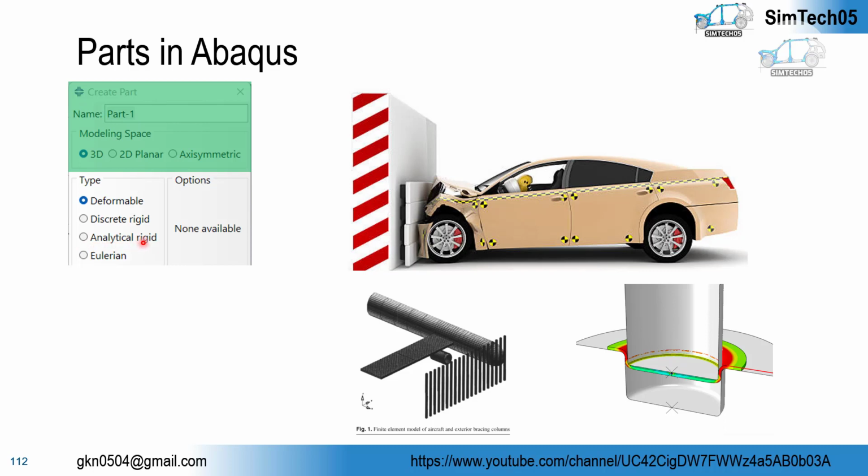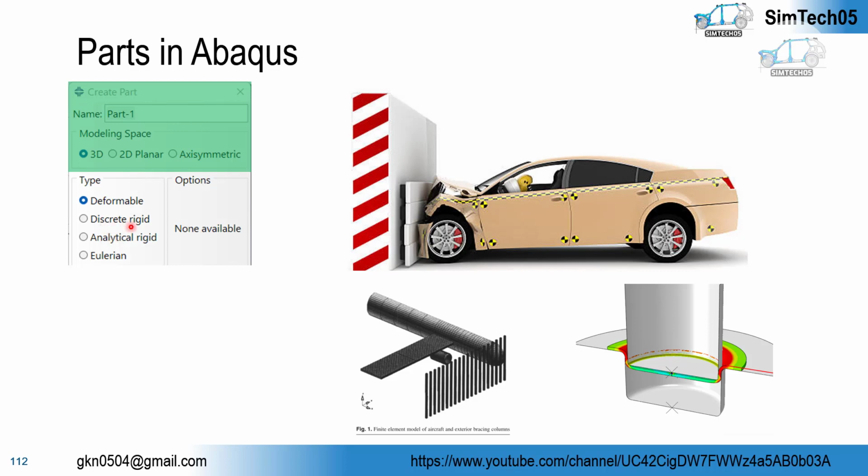If you have a very arbitrary shape like this die component, then you cannot utilize analytical rigid here. You have to utilize the discrete rigid option. So there are limitations. What is the benefit here?